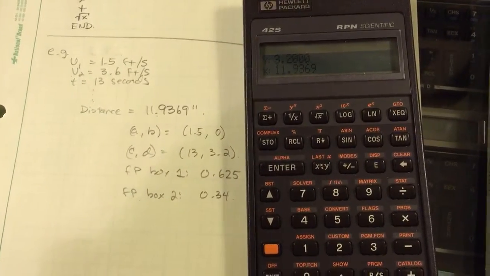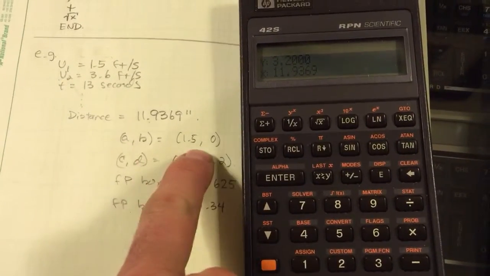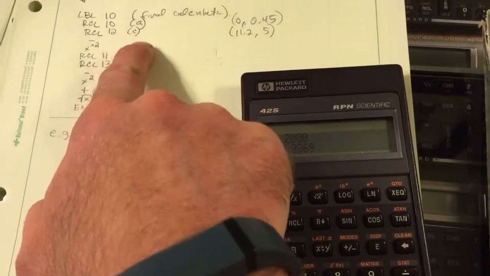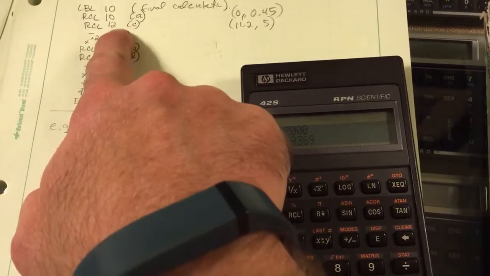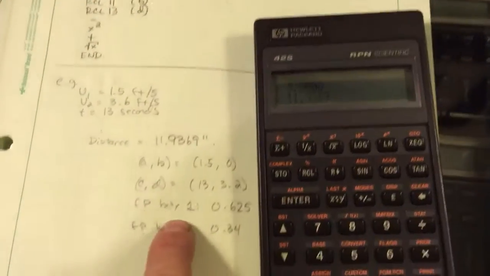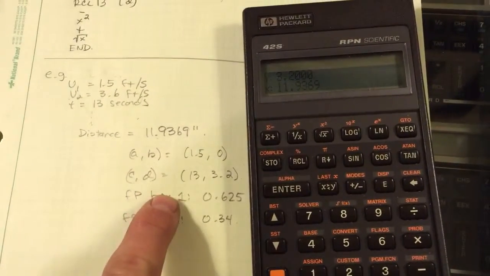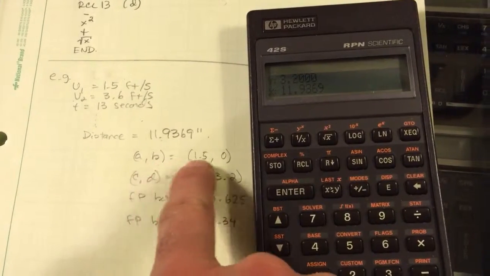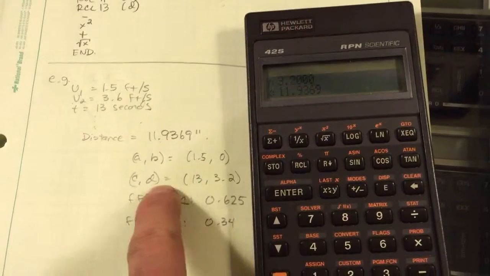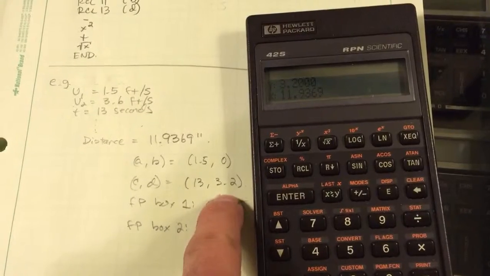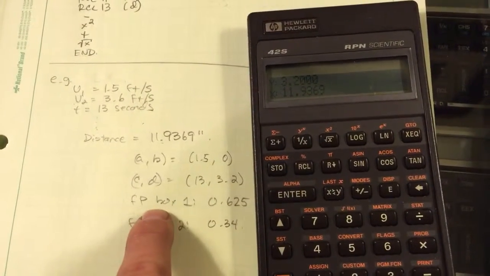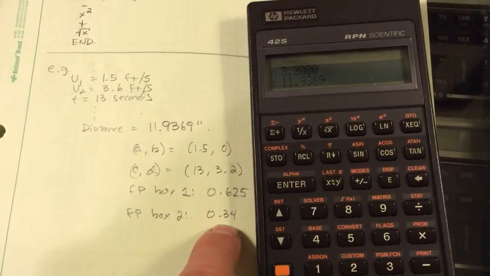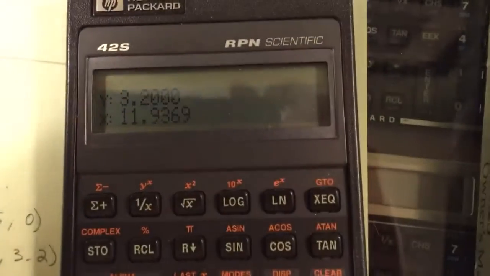And everything's in the registers. So A, B, C, and D, you can just recall them. A is recall 10, B is recall 11, C is recall 12, D is recall 13. I've already done that in the other example, so you can verify this all. A and B on that first box, the point is at 1.5 and 0. The point on the second box is 13 and 13.2. And there's the fractional portion of the way around on box 1, about 6.625. Box 2, about 0.34.